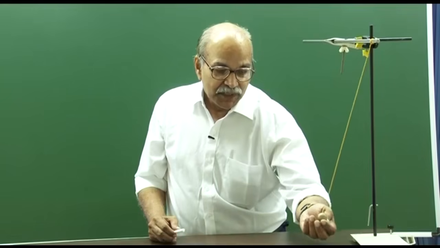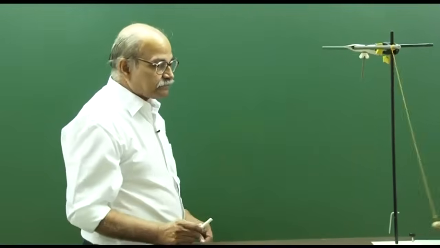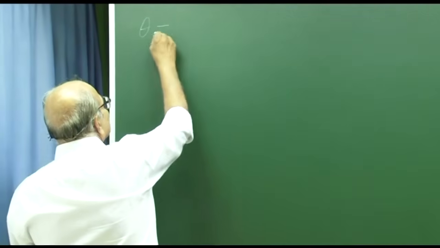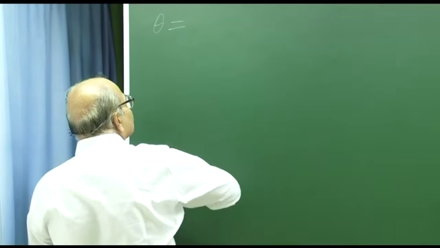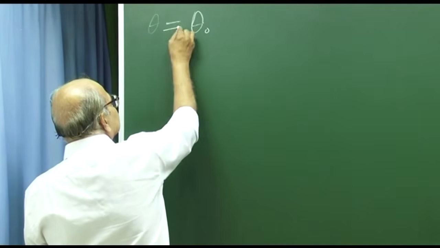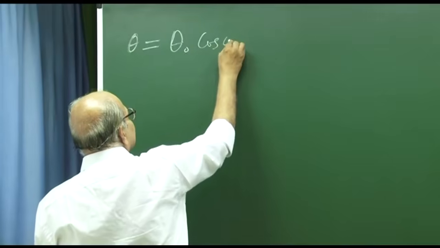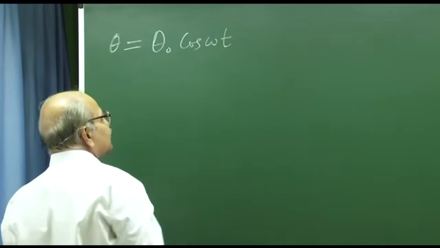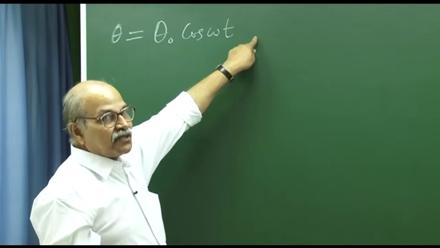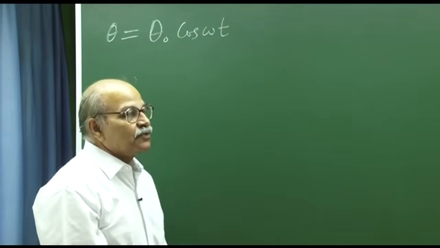If you write the equation for displacement, let us write for theta, theta equal to theta naught, which is the amplitude, and some, let us say, cos omega t. You can write sin omega t, you can write cos omega t plus some angle phi which is constant, does not depend on time, and so on. So, this kind of equation you write.